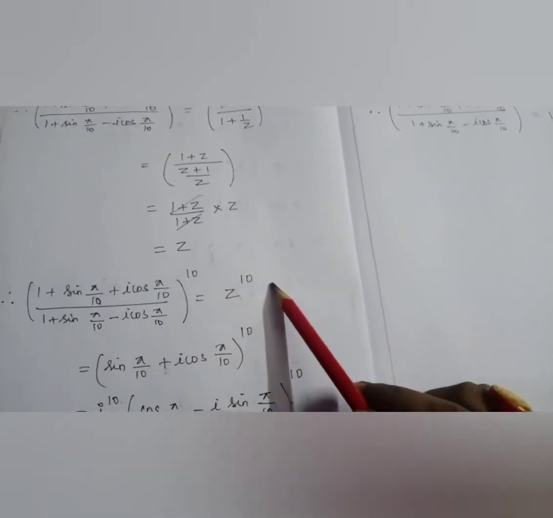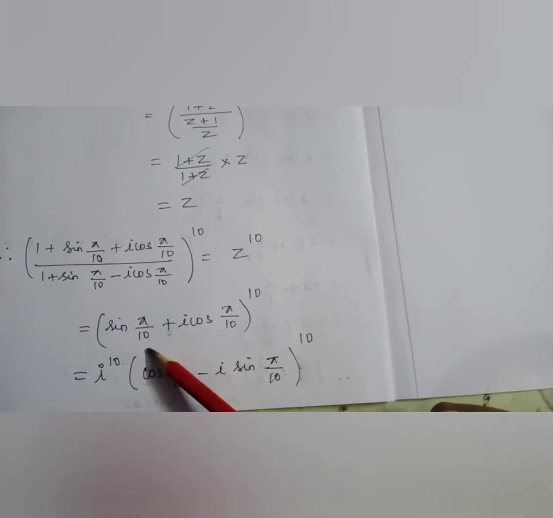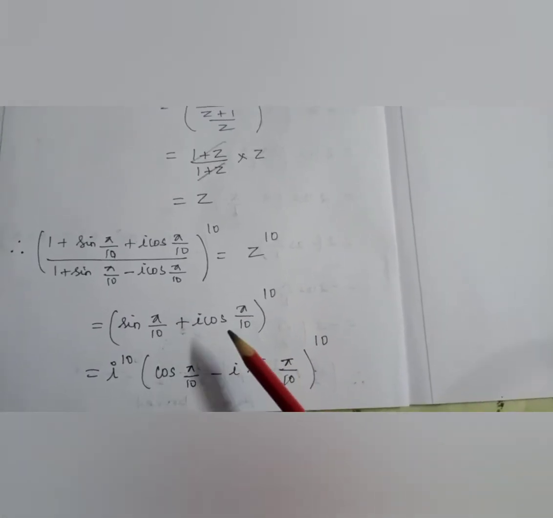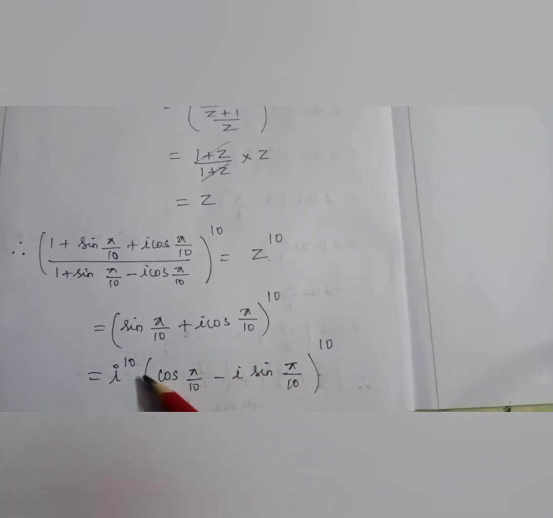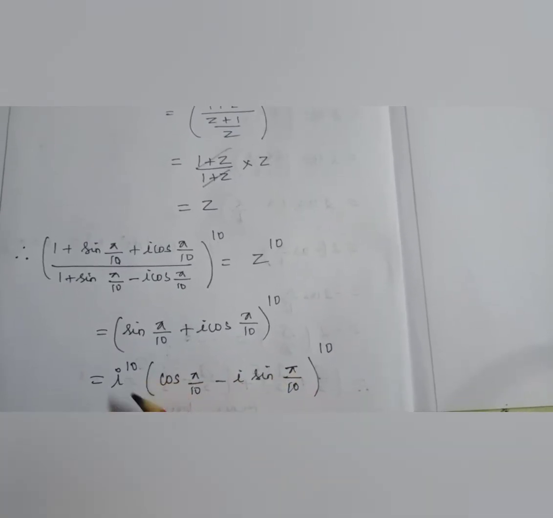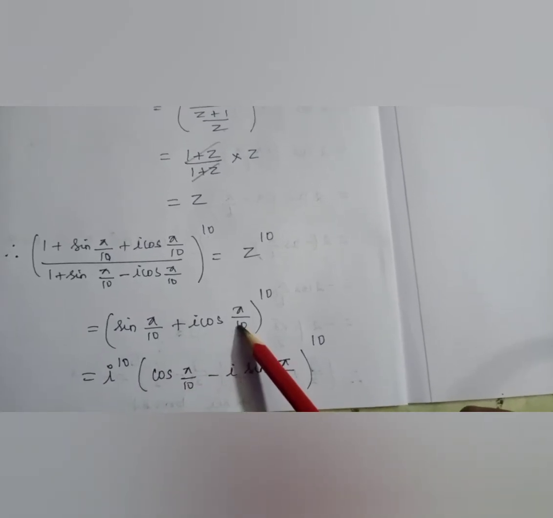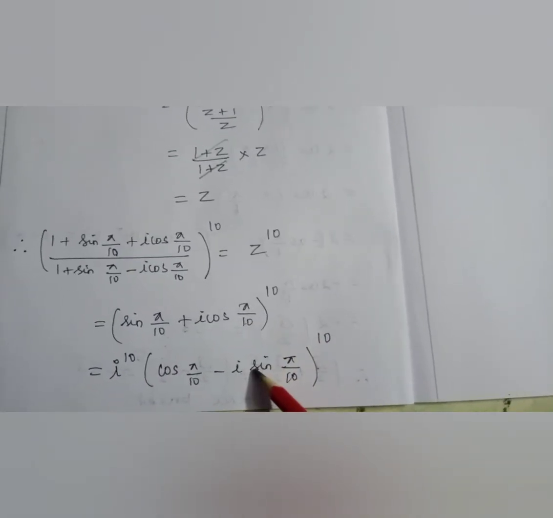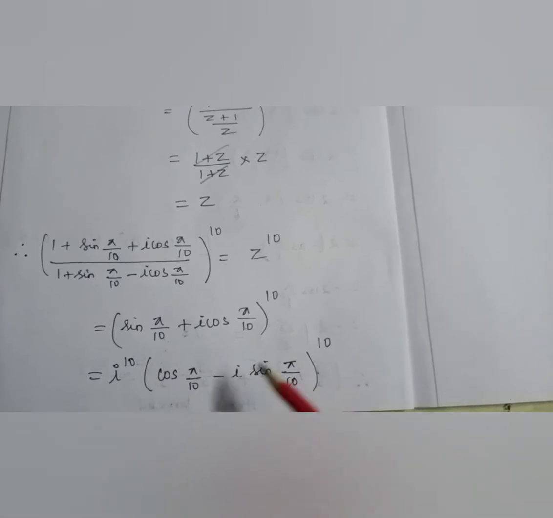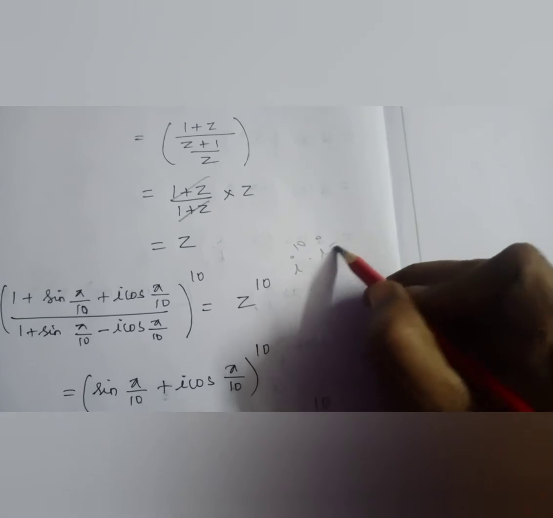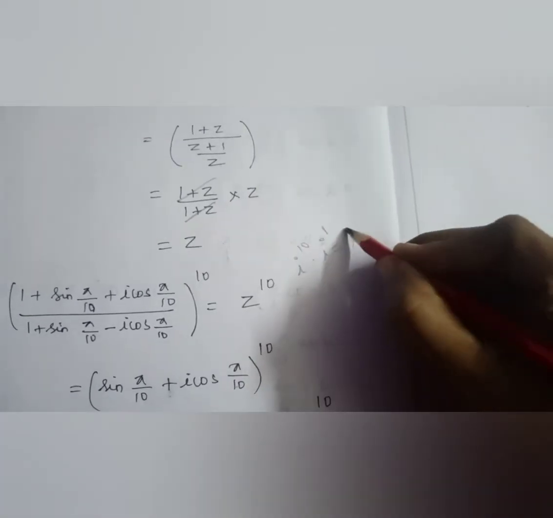So the power 10 means z power 10. So now I have sin pi by 10 plus I cos pi by 10 the whole power 10. Now listen very carefully. I am going to take I power 10 outside. When I bring it back inside, I will get the expression as usual. See here why I am getting a minus sign: because I power 10 into I is I power 11.